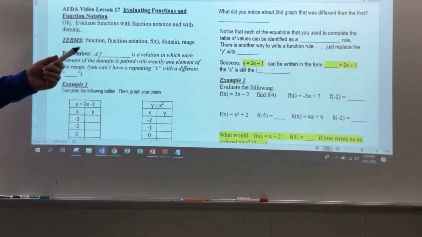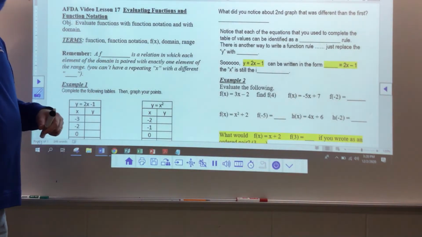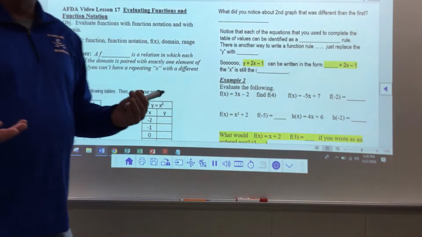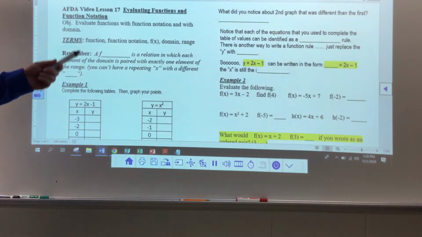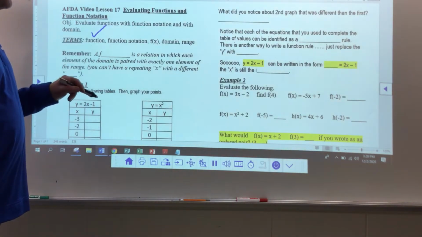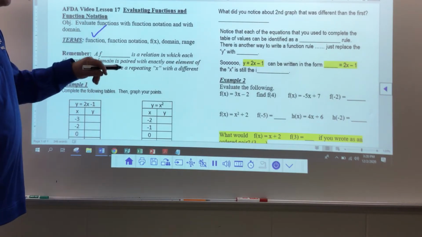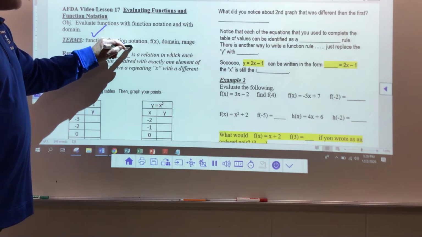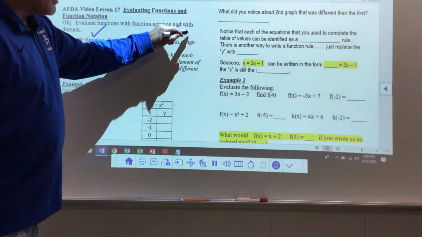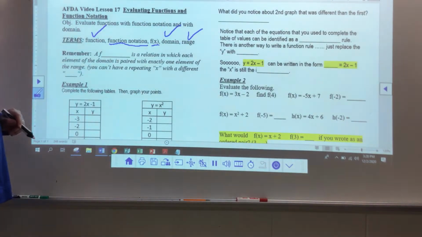Our objective for today is to evaluate functions with some function notation and inputting some domain. So we're going to deepen our understanding about what domain is. Right now you know about what a function is, and we'll review that here today. Something that you may not know is something called function notation. And we've got our feet wet with domain and range a little bit.